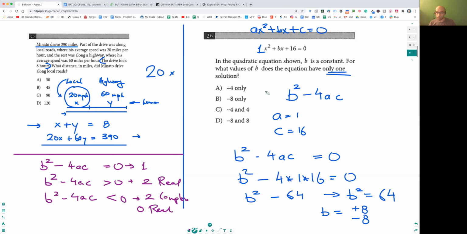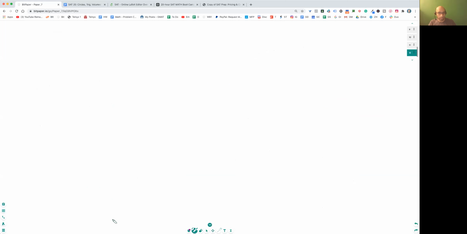Yes, b squared minus 4ac, don't forget this, the discriminant method of solving this, okay? So whenever they ask you about the number of solutions, as soon as you see the solution thing, and it's a quadratic, remember you've got to do the b squared minus 4ac. Okay, let's move on to the next problem.